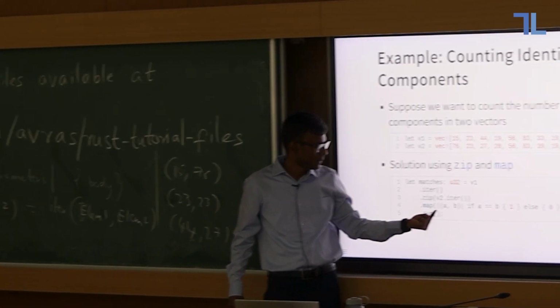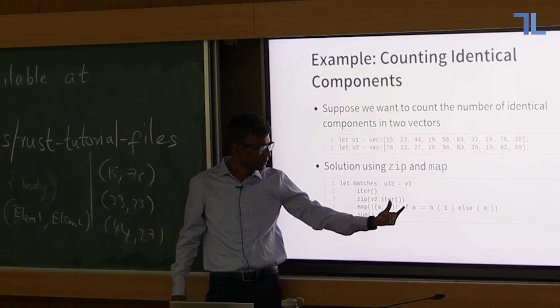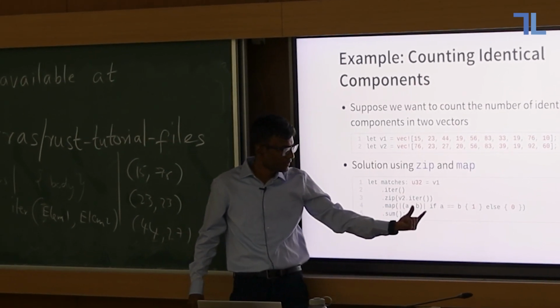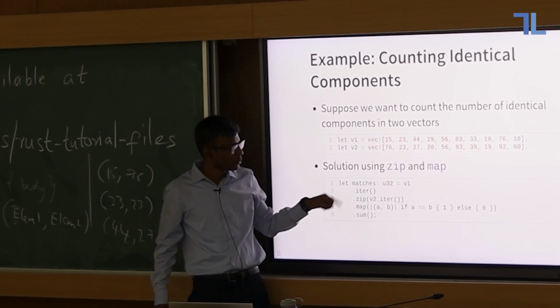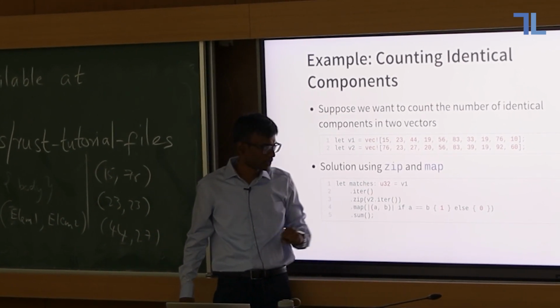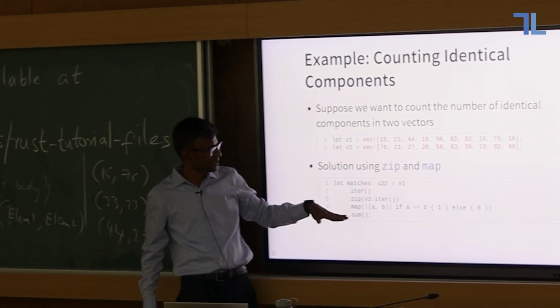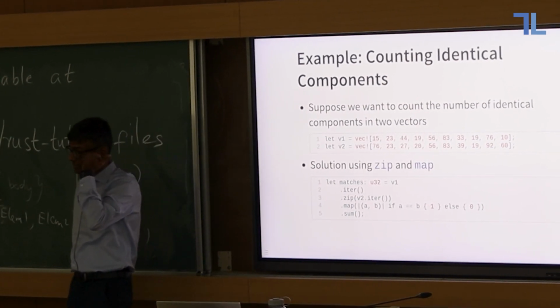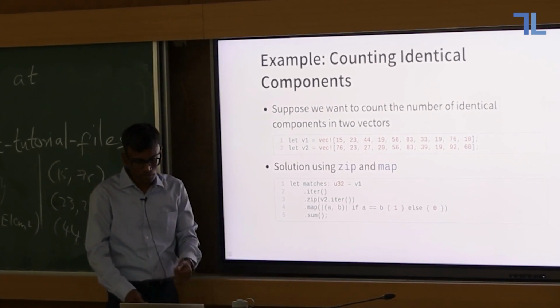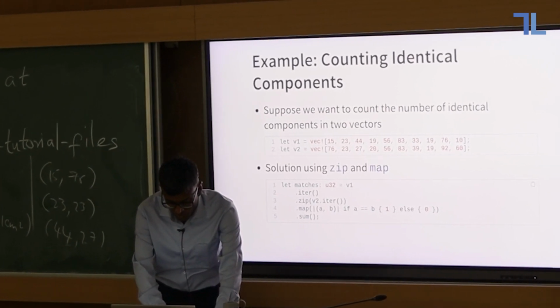Then the map takes a tuple as an input, and it checks if they are equal. If they are equal, I map it to 1, otherwise I map it to 0. Then I sum over those wherever there are ones. I have an iterator of integers, and if I sum them, I get the number of matches in the two vectors. So again, some very succinct syntax for logic, which in other languages you may have to work a little harder for.